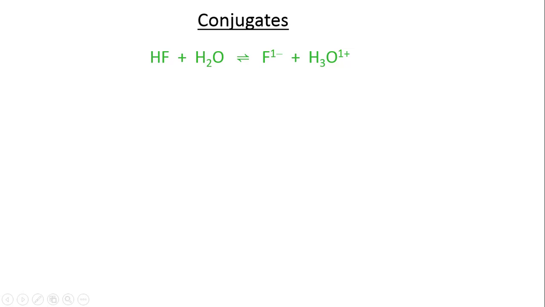Here is an example of a Bronsted acid-base reaction. Hydrogen fluoride reacts with water to form hydronium ions and fluoride ions. Since HF gives away a proton, we can identify HF as the acid. Water accepts or gains a proton, so we identify it as a base.